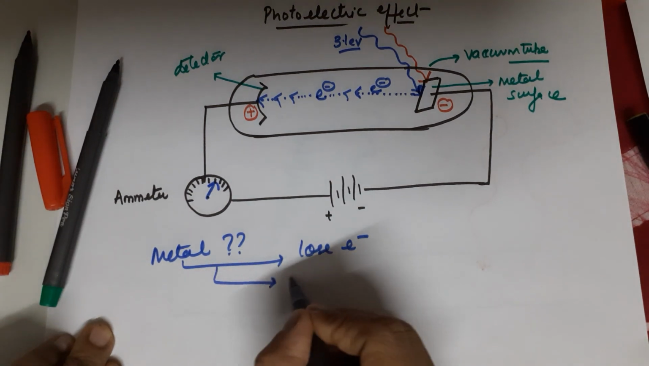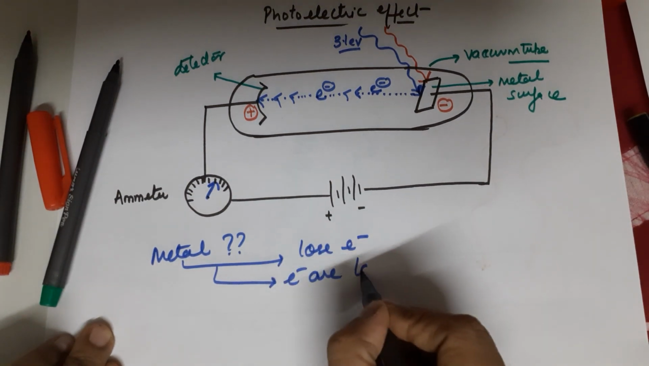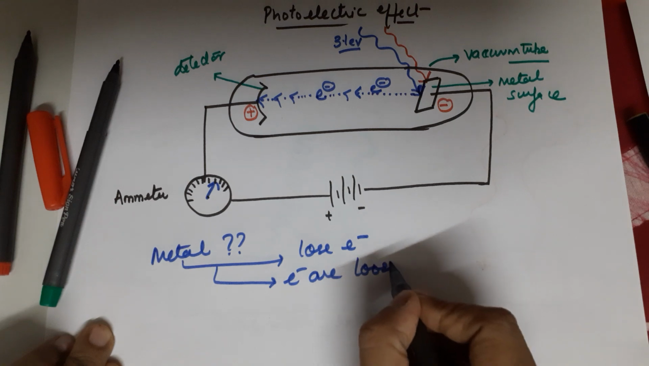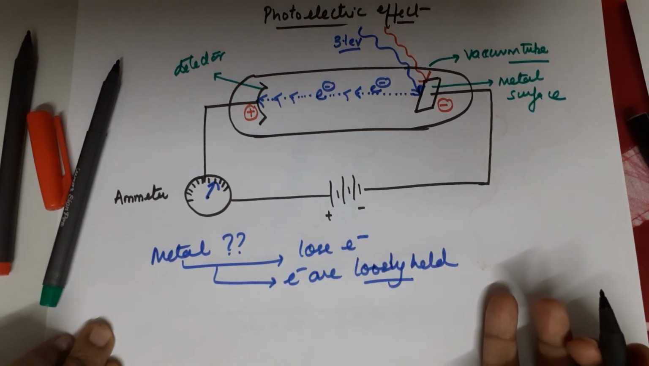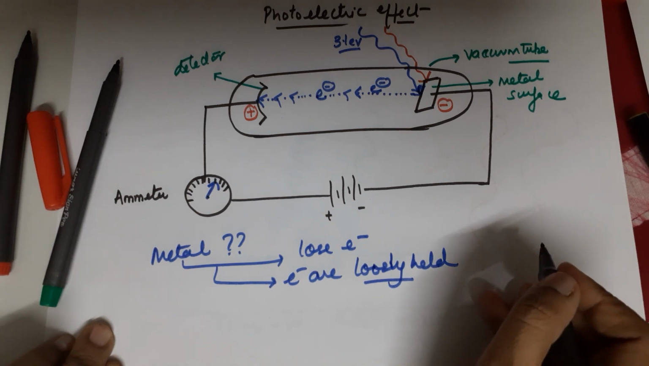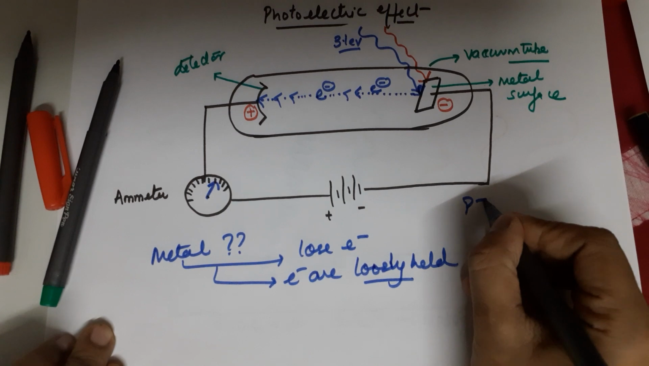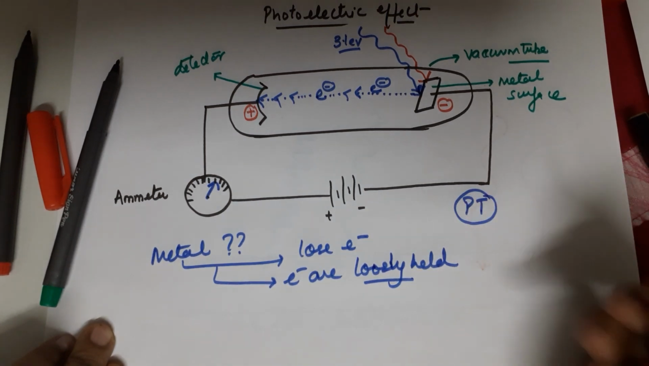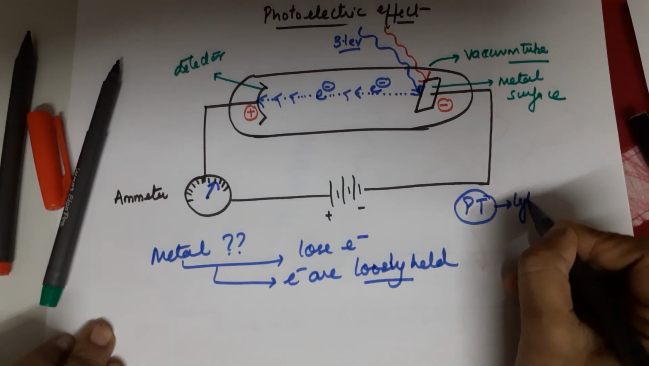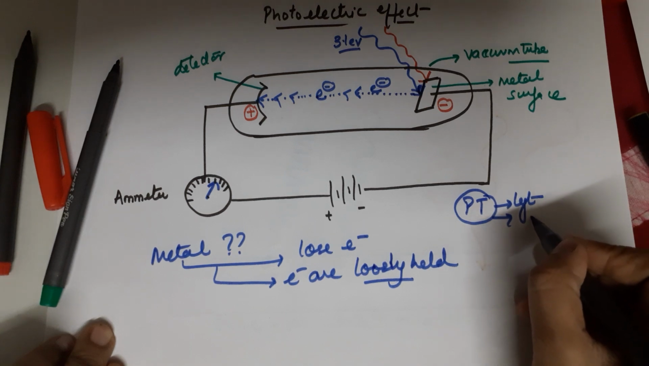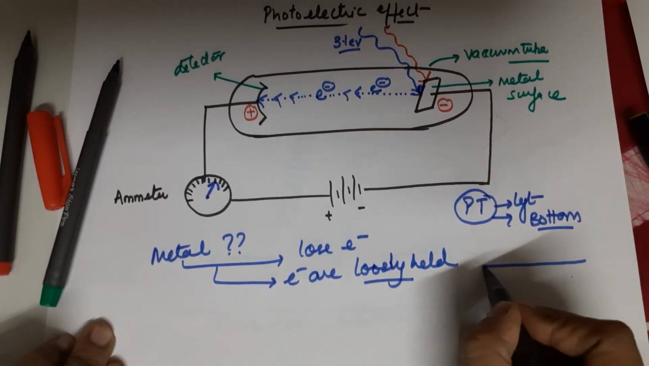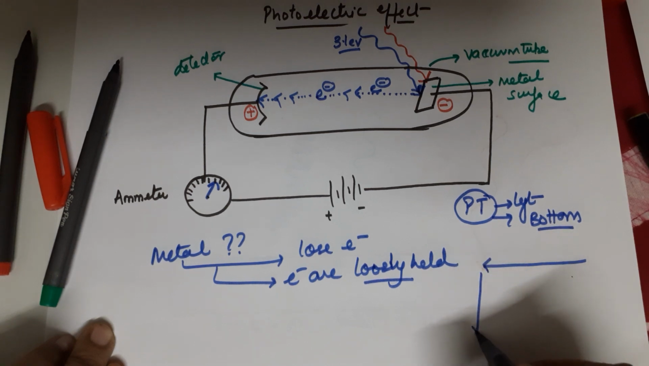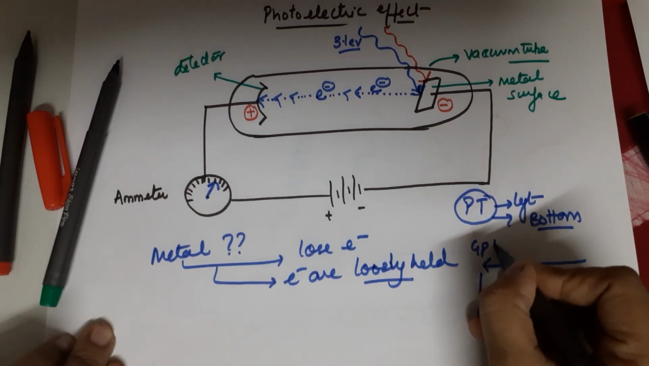Can I say they have electrons loosely held? That means they can be easily removed. Now, in your periodic table, where do you get the metals? Metals in the periodic table are towards the left and bottom, which means periodic table पे left में जाओ, फिर bottom में जाओ. I am talking about group 1.